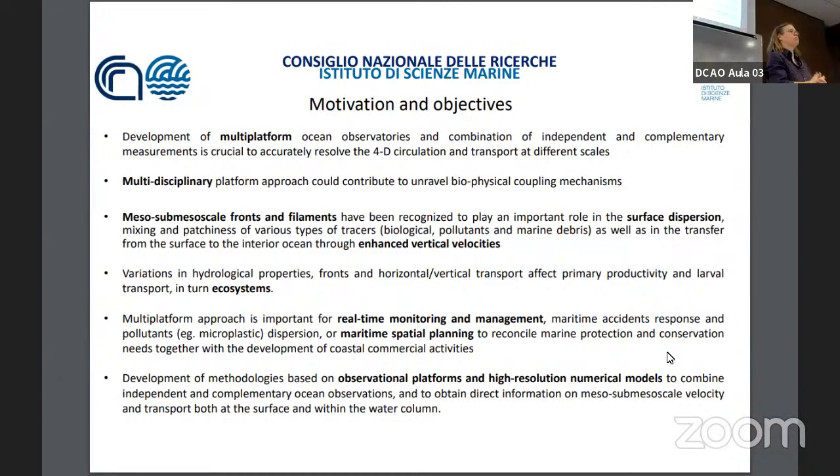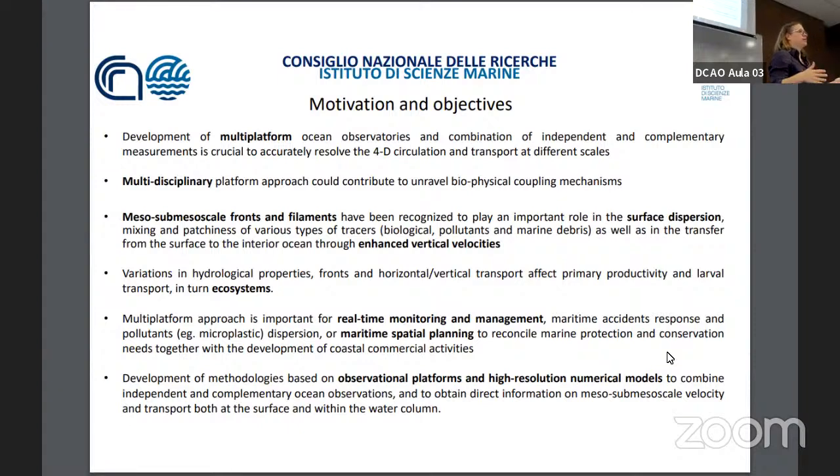So in the latest years, we've seen a very fast development of multi-platform ocean observatories. And so the aim is to combine all this information that we get to describe the ocean dynamics. And once we have this combined information, it's very important to reconstruct and understand what the 4D dynamics of the ocean is. The multi-platform observation has also another interesting aspect, that is the multidisciplinary aspect, in the sense that we not only have information on the physical properties of the ocean, but we can get also chemical and biological properties of the ocean, and we can investigate biophysical mechanisms.